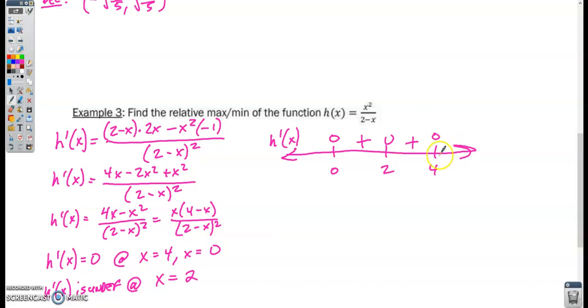All right, next interval. If I put 5 back into this derivative, I've got a positive times a negative over a negative squared, so I've got a negative over a positive. That's going to be negative. And out here, let's use -1. That's negative times a positive over a positive squared, so that's a negative over a positive, so that's negative. So I have a relative min of something, and my relative min occurs where I have a sign change from negative to positive. So I have a relative min at x equals 0.